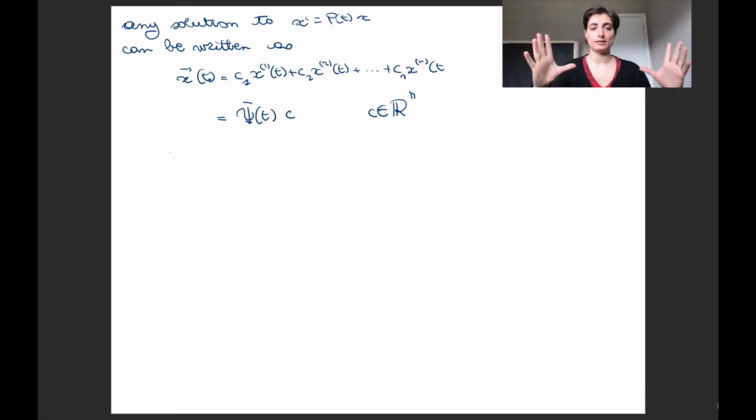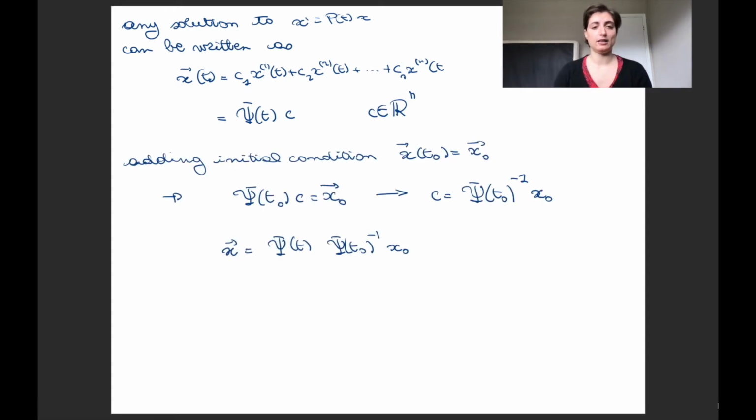Because if that is how it is written, that means that c1 is multiplied by the first column of psi, c2 is multiplied by the second column of psi, and so on. So this is the right format to say that we can multiply a matrix n by n by a column vector c, and we retrieve a column vector x that is the solution of our ODE system.